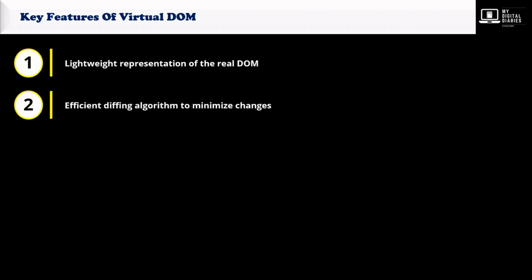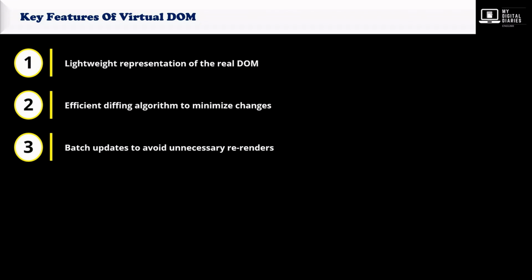Second, an efficient diffing algorithm to minimize the changes. Virtual DOM uses a highly efficient diffing algorithm. What it actually does is compare the old virtual DOM versus the new virtual DOM and find what changed, what stayed the same, what was added, what was removed. So instead of updating everything, React updates only what is required. This saves your CPU, reduces memory usage, prevents unnecessary screen redraws, and this is the core performance engine of React.